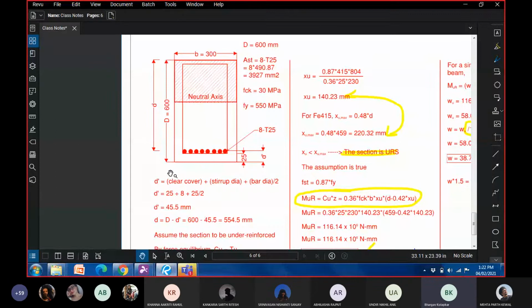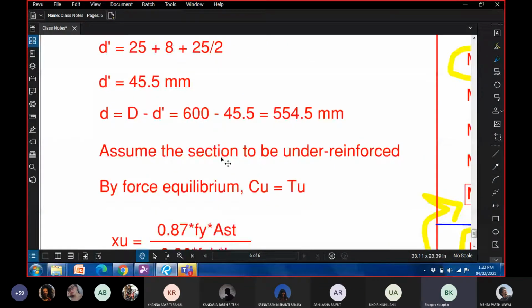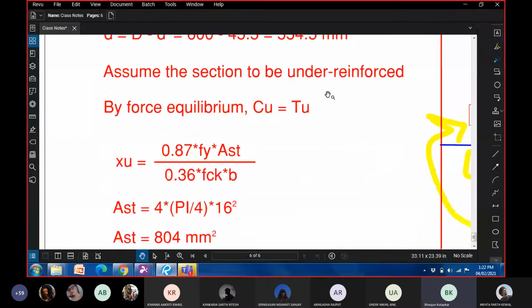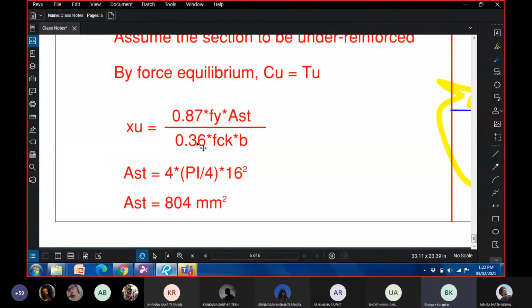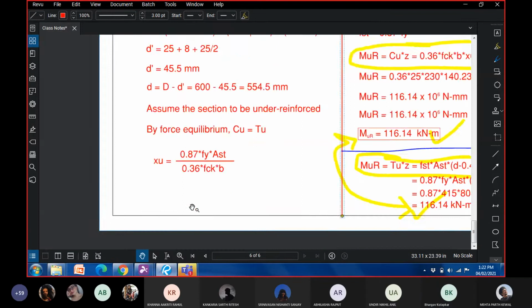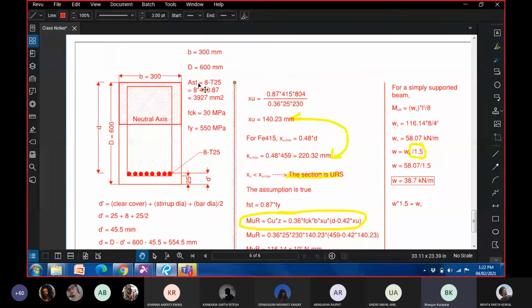Okay, so like we did in the previous problem, since we do not have any idea about what the depth of neutral axis could be, and hence we do not know if the section is under reinforced, balanced, or over reinforced, we start with an assumption that the section is under reinforced. So for this assumption, by force equilibrium, we get Cu is equal to Tu. When we equate these two, what we get is Xu is equal to 0.87 fy Ast upon 0.36 fck b. Ast is something that we have already calculated.